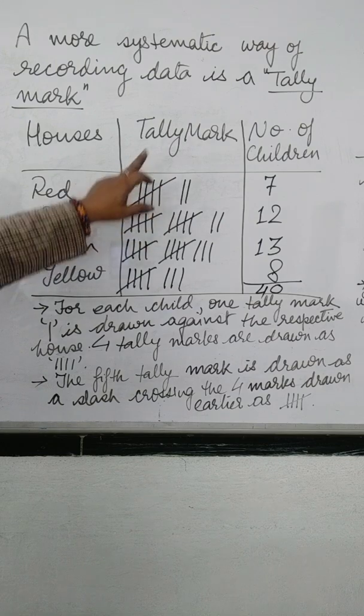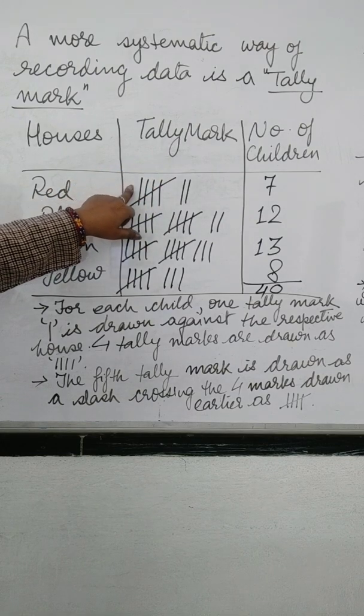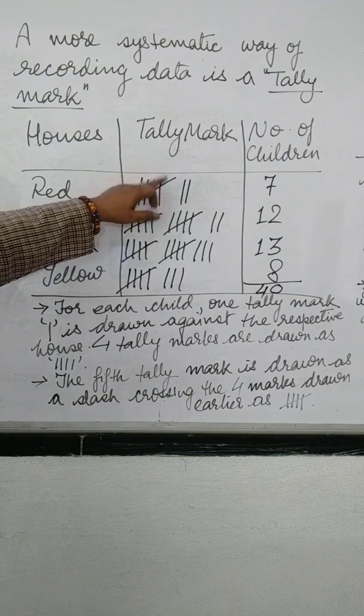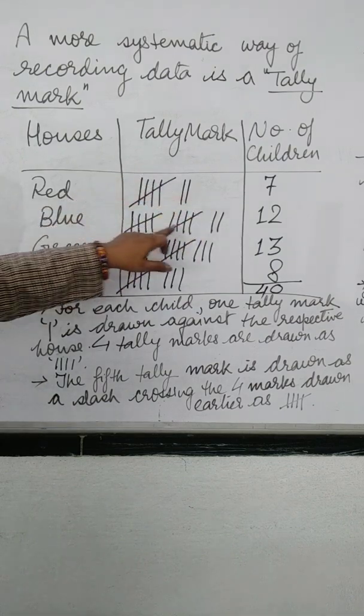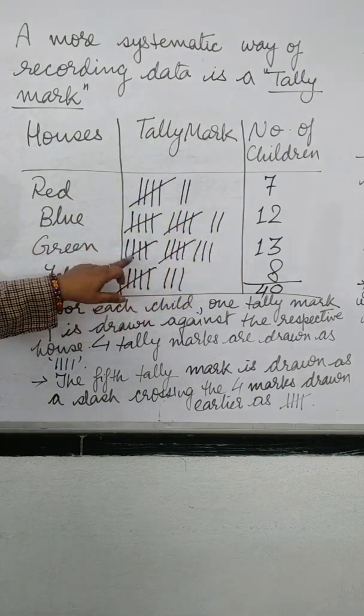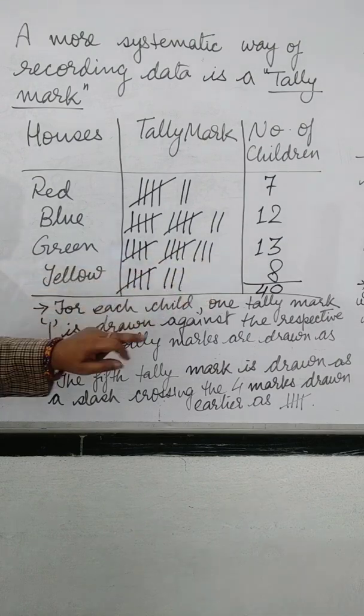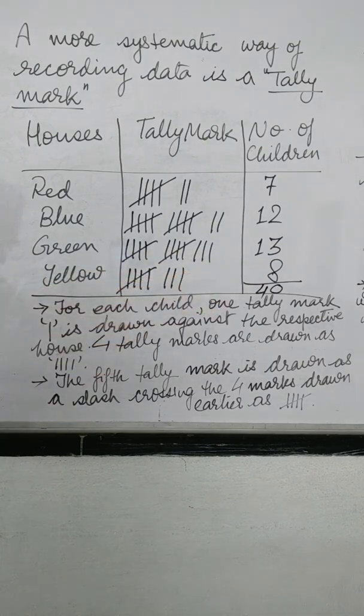1, 2, 3, 4 lines and with a cross section is a collection of 5 units. So this is 5 plus 2, 7; 5 plus 5, 10 plus 2, 12; 5 plus 5, 10 plus 3, 13; 5 plus 3, 8. So this is tally mark. So for each child, one tally mark is drawn against the respective house.